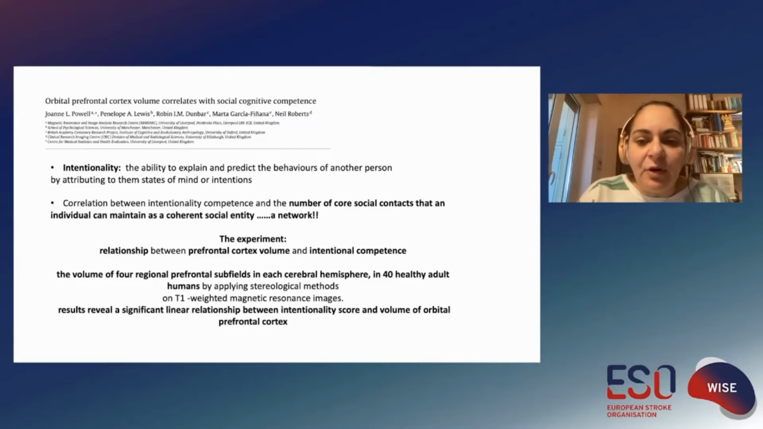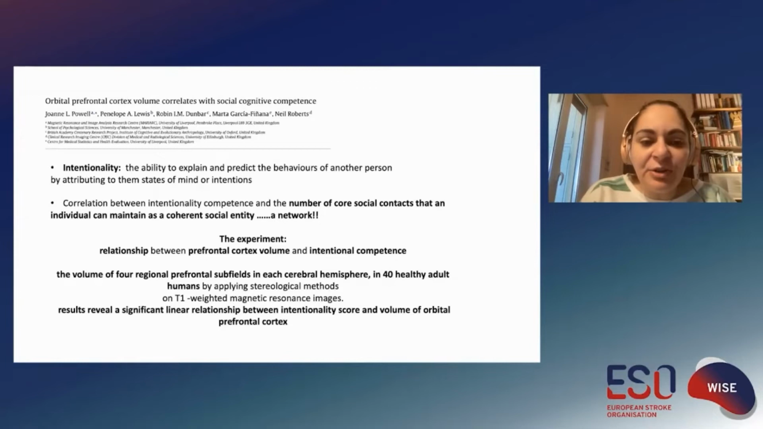Intentionality competence correlates with the number of core social contacts that an individual can maintain as a coherent social entity, so a network. The more competent we are in intentionality, the bigger is the network we are able to maintain. In this experiment, the relationship between prefrontal cortex volume and intentional competence was tested. The volume of four regional prefrontal subfields in each cerebral hemisphere in 40 healthy adult humans was measured by applying stereological methods on T1-weighted magnetic resonance images.